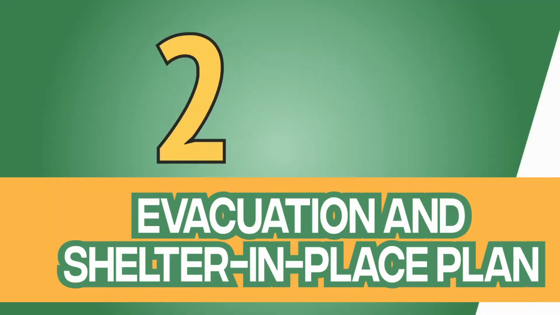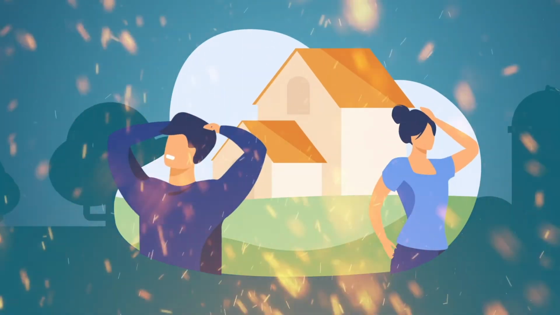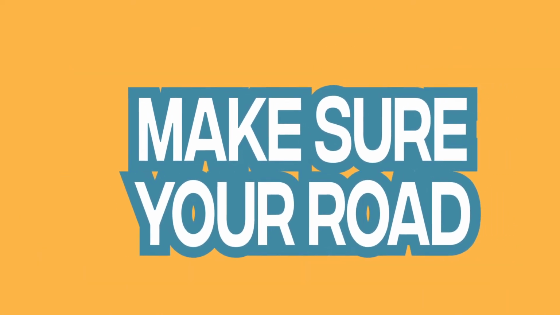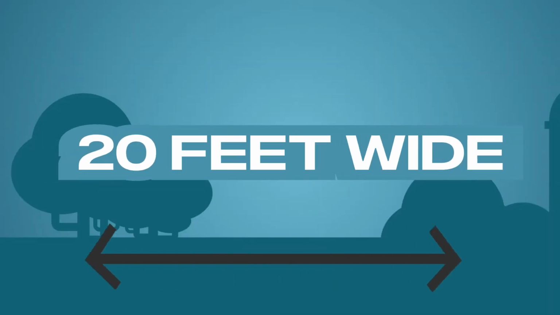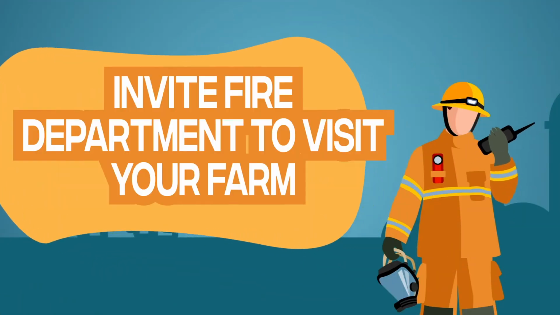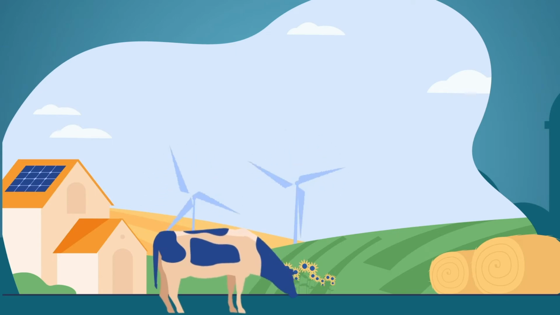Evacuation and shelter in place. The ability for you to evacuate your farm and for emergency responders to identify and safely access your property during an emergency is critical. Make sure your road is at least 20 feet wide and has 15 feet vertical clearance to make room for emergency vehicles. You can call your local fire department and have them visit your farm every 3 years for safety check and so they know how best to protect it.